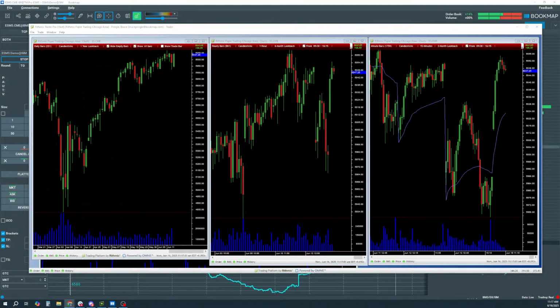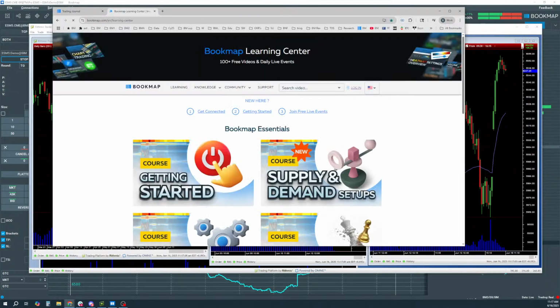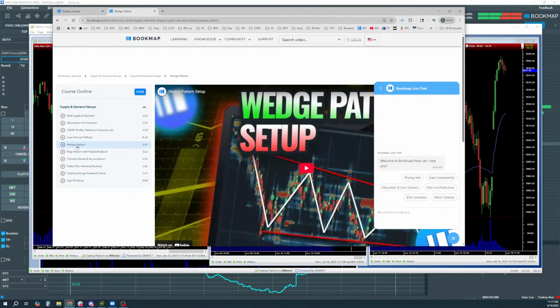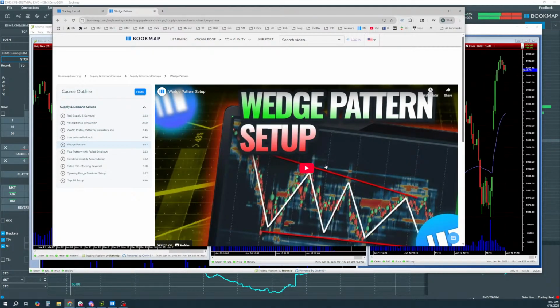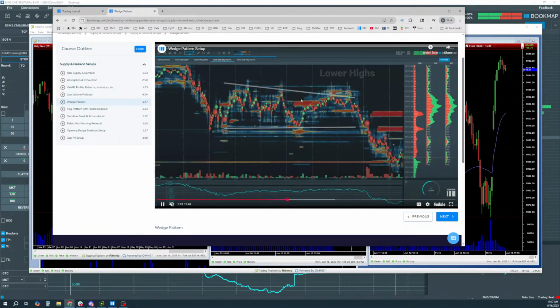If we go back to bookmap.com, education, and then the supply and demand setups here, it's the wedge pattern. Okay, this is a really, really powerful pattern, and look for it, right? So you're looking for more volume trading down here in these probes and retests. You're getting lower highs in here and equal lows, and then look for that volume and shift and turnover.